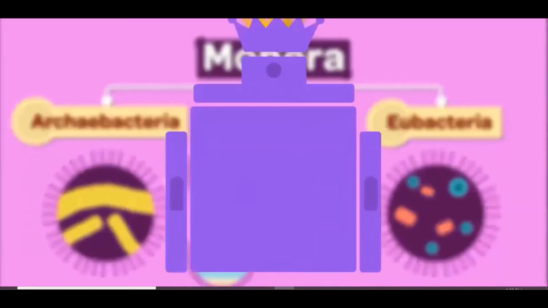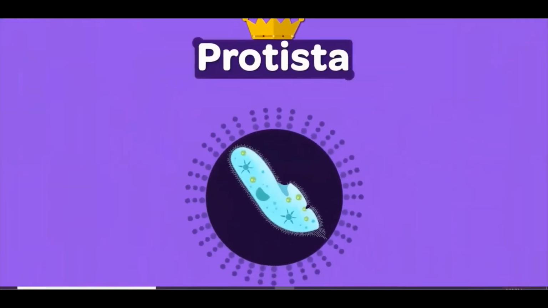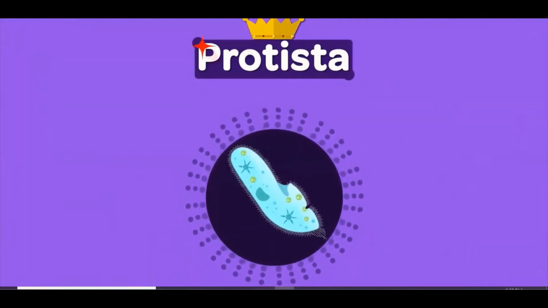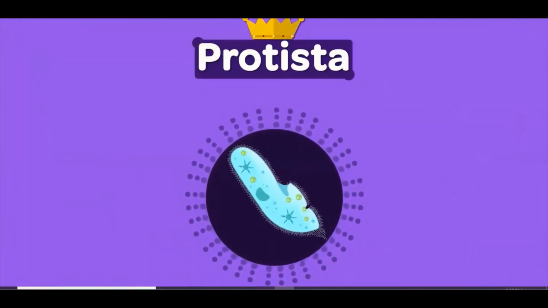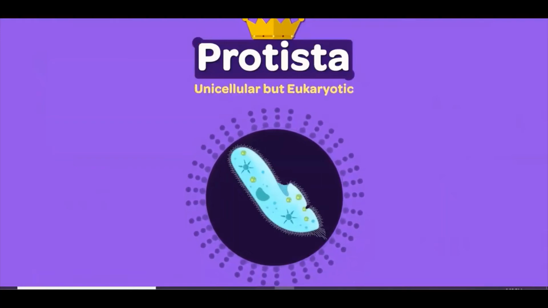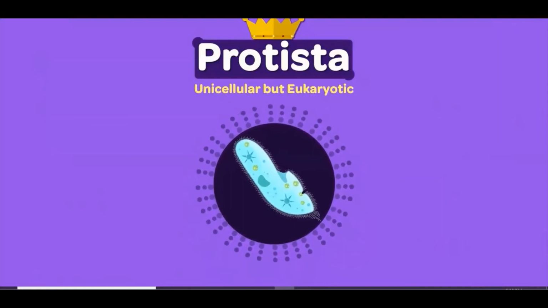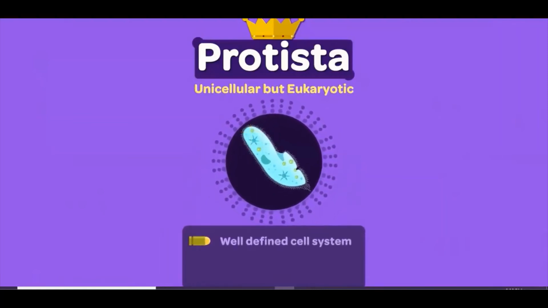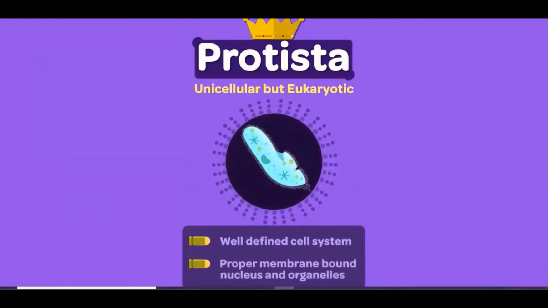The next kingdom on our list is Protista. After the prokaryotic unicellular Monera, the kingdom Protista contains organisms which are unicellular but eukaryotic. That is, slightly ahead on the scale of evolution. Protists have a well-defined cell system. They have a proper membrane-bound nucleus and organelles as well.